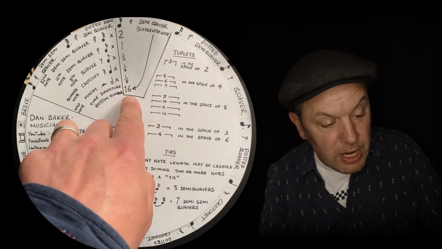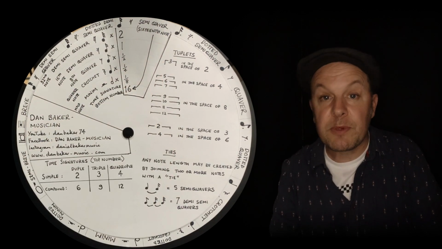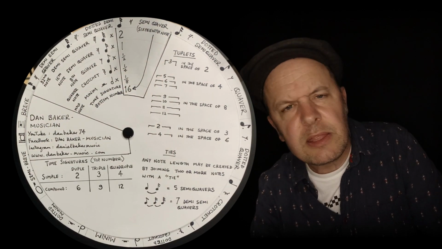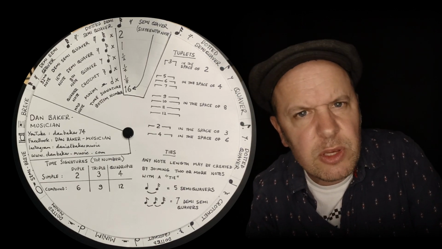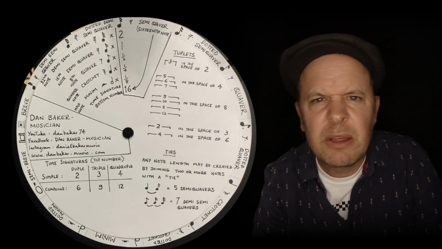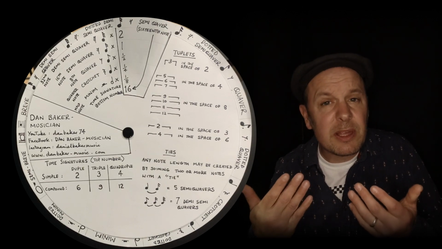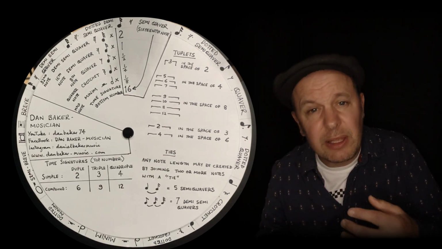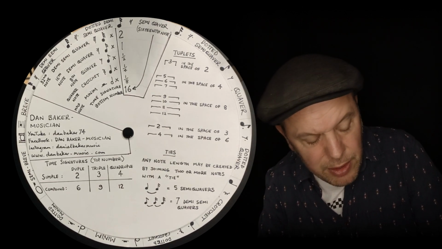A semiquaver can have a 16 at the bottom in your time signature. So 5/16 time would be 5 semiquavers in a bar. And you think, oh, isn't that slightly unclear? Well, it depends on things like tempo and the feel and just all sorts of other things.